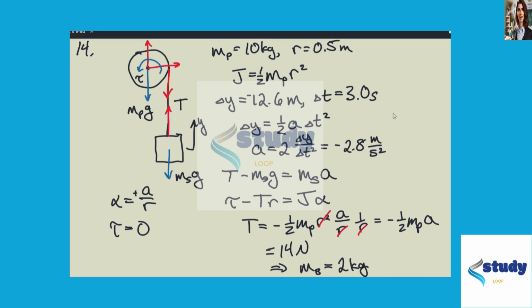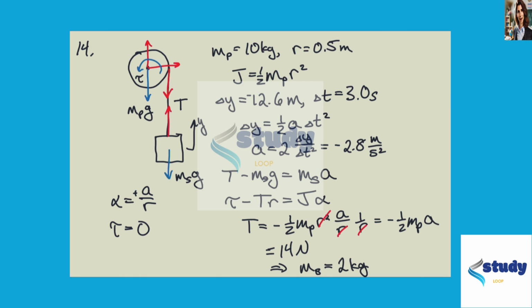We have a stone that's suspended from a wire that is wrapped around the outer rim of a pulley here. The pulley is a uniform disc that has a mass of 10 kilograms and a radius of 50 centimeters. And we say that the stone travels 12.6 meters down. I'm going to measure y being up. In the first 3 seconds starting from rest. And we want to find the mass of the stone and the tension in the wire.